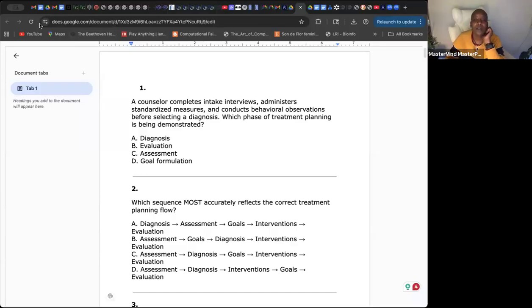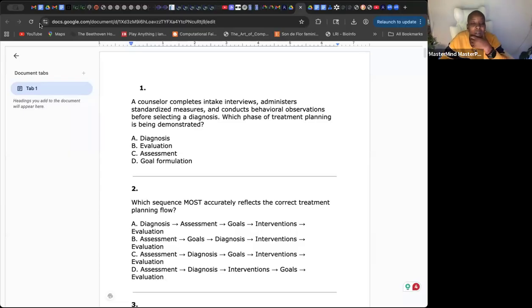A counselor completes intake interviews, administers standardized measures, and conducts behavior observations before selecting a diagnosis. Which phase of treatment planning is being demonstrated? So you have a counselor completing intakes, doing standardized measures, and doing observations before the diagnosis. And the question wants to know what phase of treatment planning is being demonstrated.